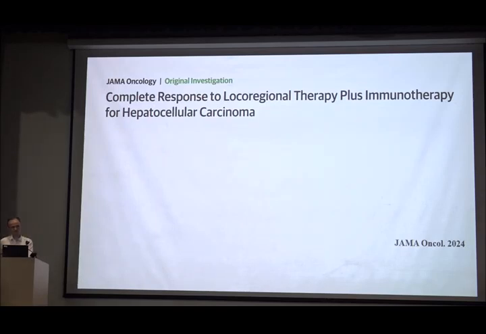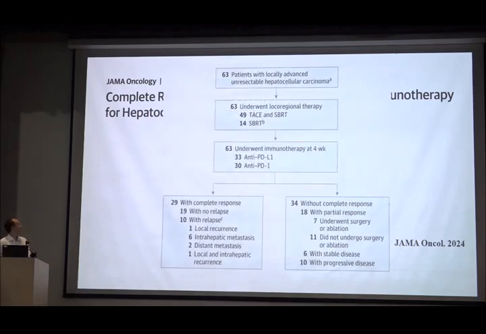And as we can see in this study, 63 patients were there who had locally advanced unresectable HCC. They went ahead with some sort of local regional therapy, either in the form of combination TACE plus SBRT or SBRT alone in the patients who were having contraindication for TACE. And at the end of 4 weeks, they received anti-PD-L1 therapy or anti-PD-1 therapy. And it was found that the complete response was seen in close to 43% of these patients.